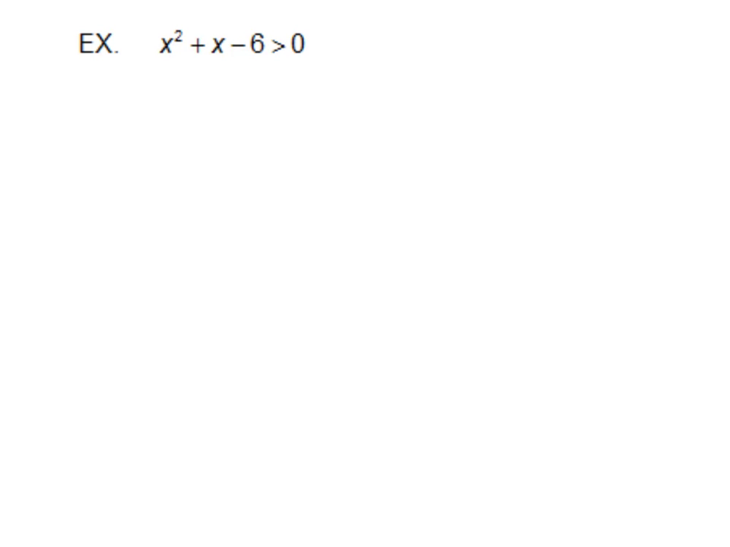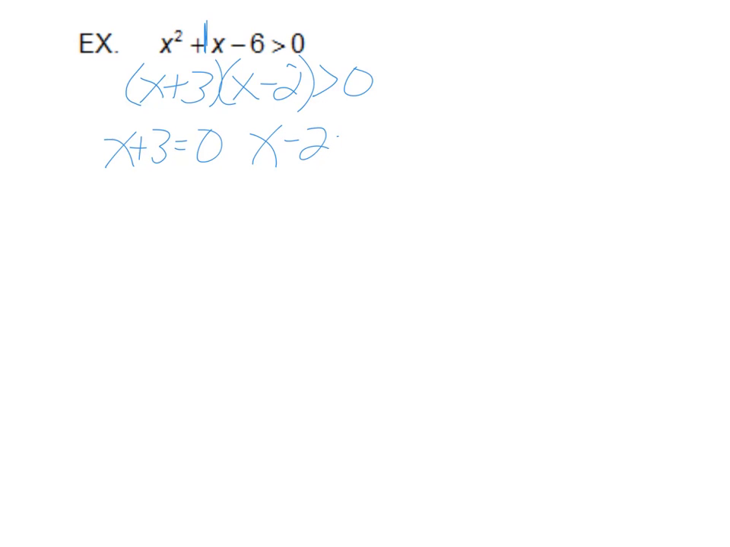This one has not been factored for us. We'll have to factor it first. I look at the -6, and I know I want to get a +1 in the middle. So factors of -6 that would get me a +1 would be a +3 and a -2. So those are the two terms we set equal to 0. And solve, so x is -3, x is +2.